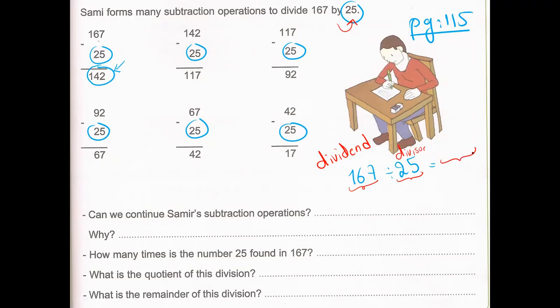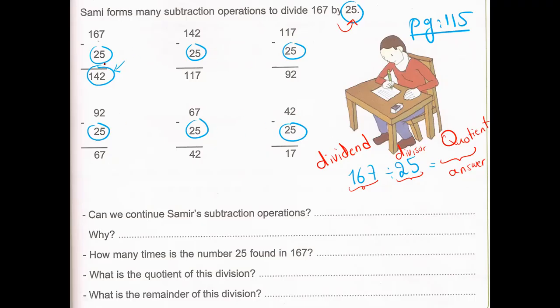The answer of the division, we call it quotient. Okay? Quotient. So the biggest number, 167, we call it dividend. We are dividing this number by 25, so 25 we call it divisor. The answer of the division we call it quotient. So the divisor is 25, which is the smallest number. So here we will always subtract by 25. We will subtract by the divisor.